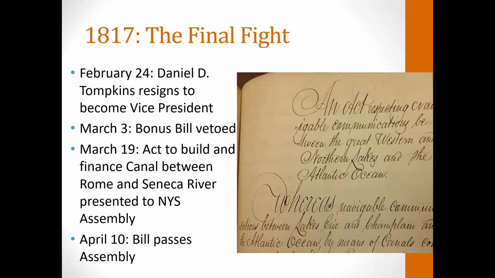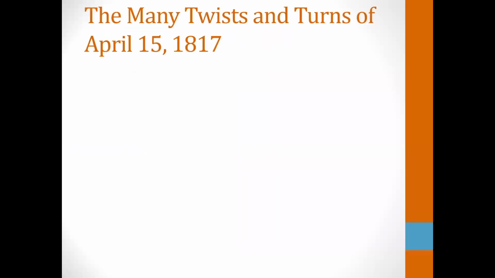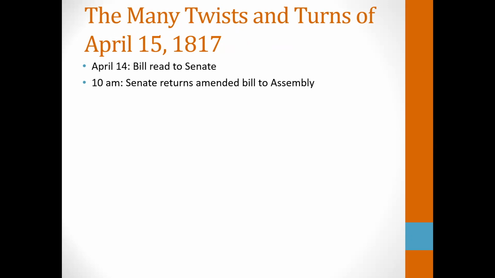But there's two houses to the New York State Legislature, and it finally gets read to the Senate on April 14th, 1817, the day before the New York State Legislature is set to adjourn. And then all the bills that they've proposed, if they're not passed, you got to do it all over again in the next session. So it gets read to the Senate. Senate has to read it over and stuff. And they come back on the 15th of April, 10 a.m. The Senate returns an amended bill to the Assembly.